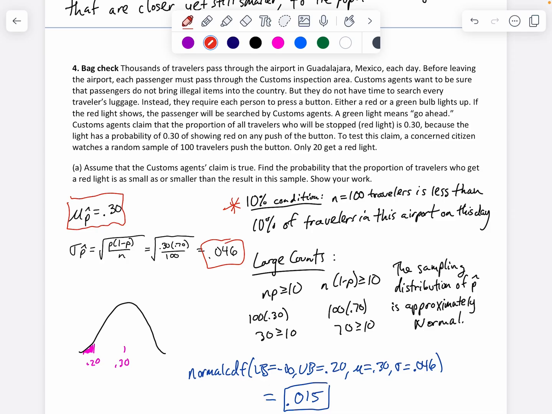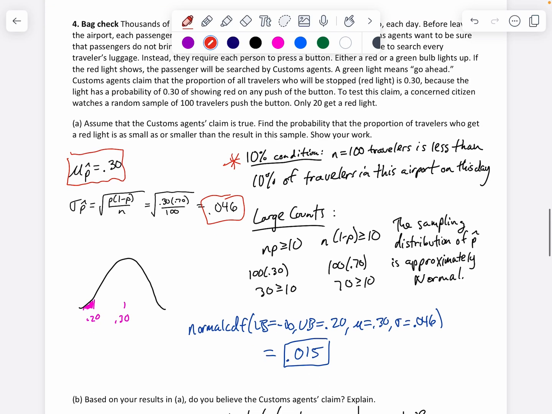We want to use a normal curve calculation, but in order to do that, we need to check large counts. np and n(1 minus p) are both at least 10. So that means the sampling distribution is approximately normal. We can draw a normal curve with 30% in the middle. That's our mean. That's what we expect them to average out to be. That's a population mean, population proportion in this case.